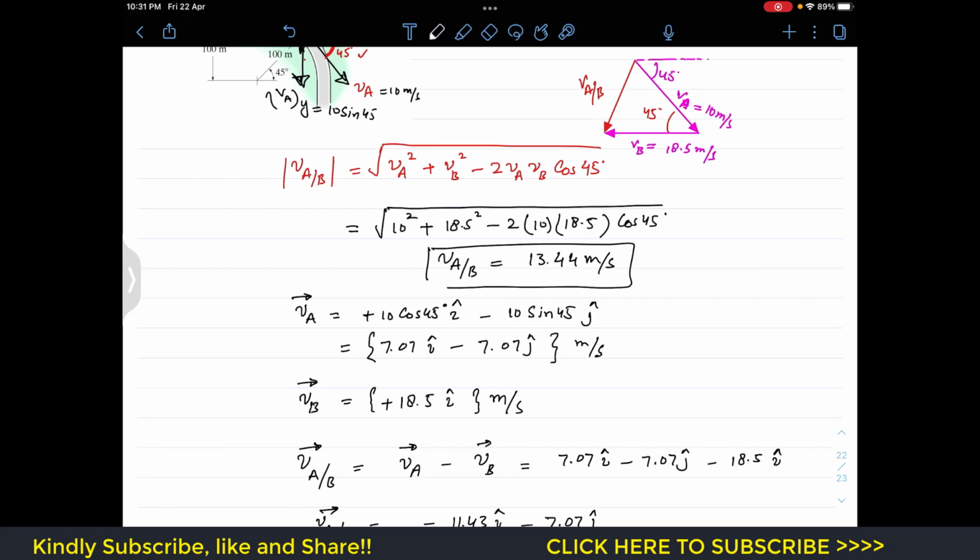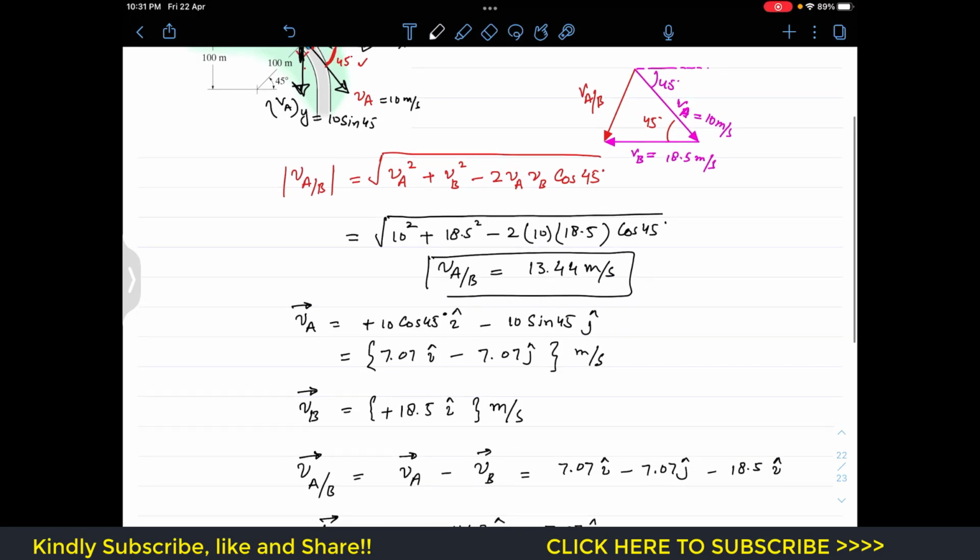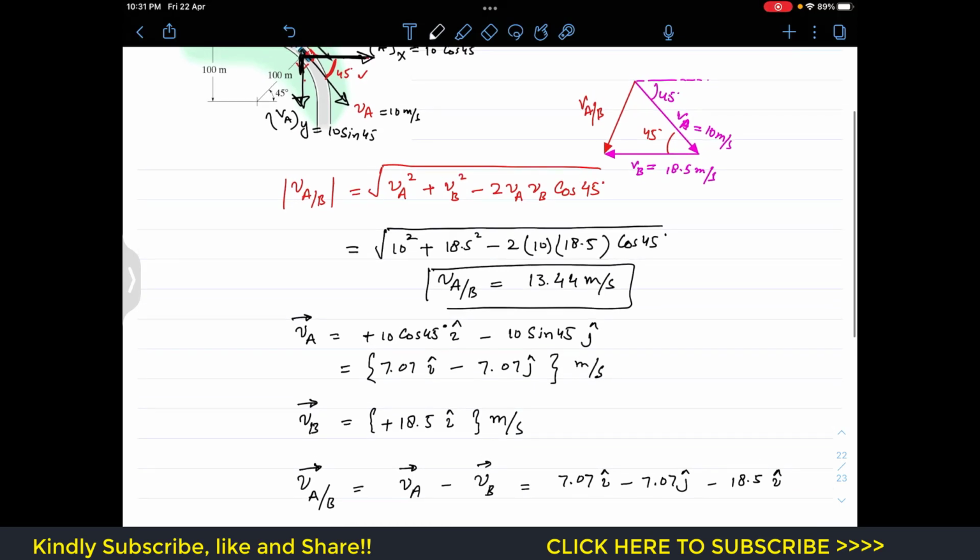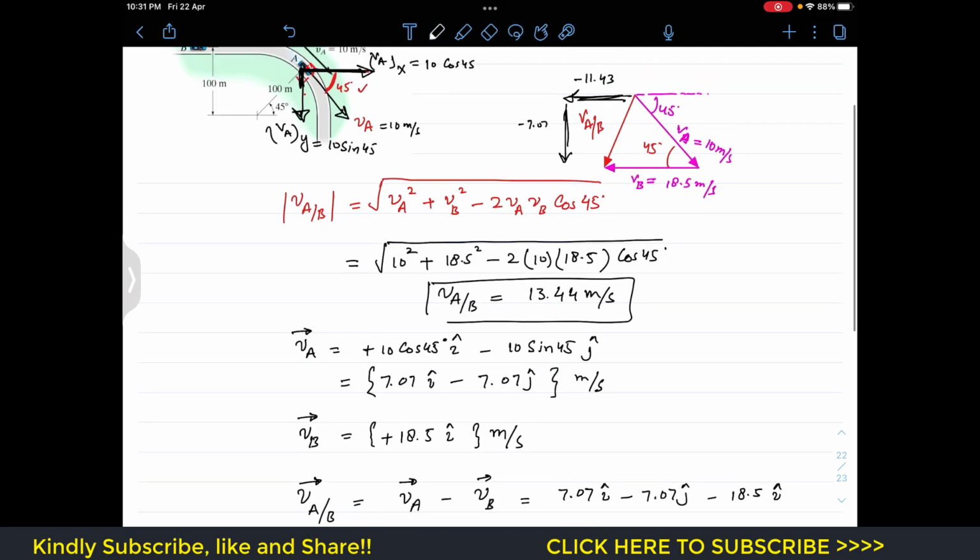So we can see from that graphical analysis that the x component of VAB is acting towards the negative x-axis. If we resolve this VAB into its components, it will have one component in this direction and one component in the downward direction. So we can write that this is minus 11.43 meters per second and this is minus 7.07. So this is acting in the negative x, this is acting in the negative y.